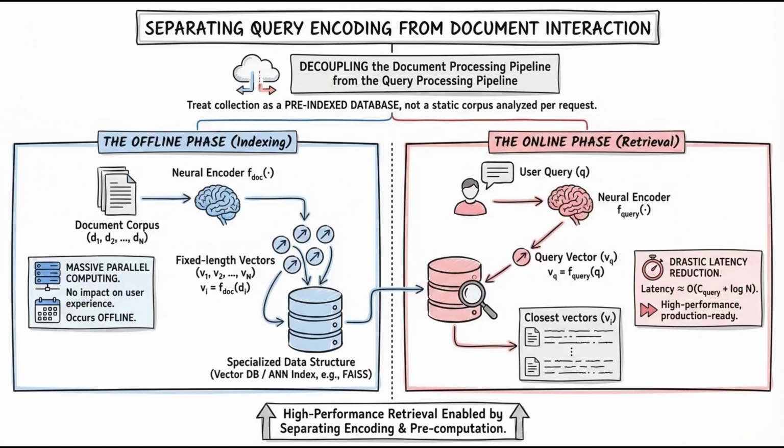Then we have the online phase. When a user submits a query, we only need to perform one task, encode that single query into its own vector representation. Once we have that, we perform a search to find the document vectors that are closest to our query vector. Because we've already done the heavy lifting ahead of time, the computational cost at query time is extremely low. It's simply the cost of encoding one query plus the time it takes to perform a fast, sublinear search through our index. By separating these two steps, we transform a potentially massive search problem into a lightning-fast retrieval process, making it possible to serve high-performance results in real-world production environments.